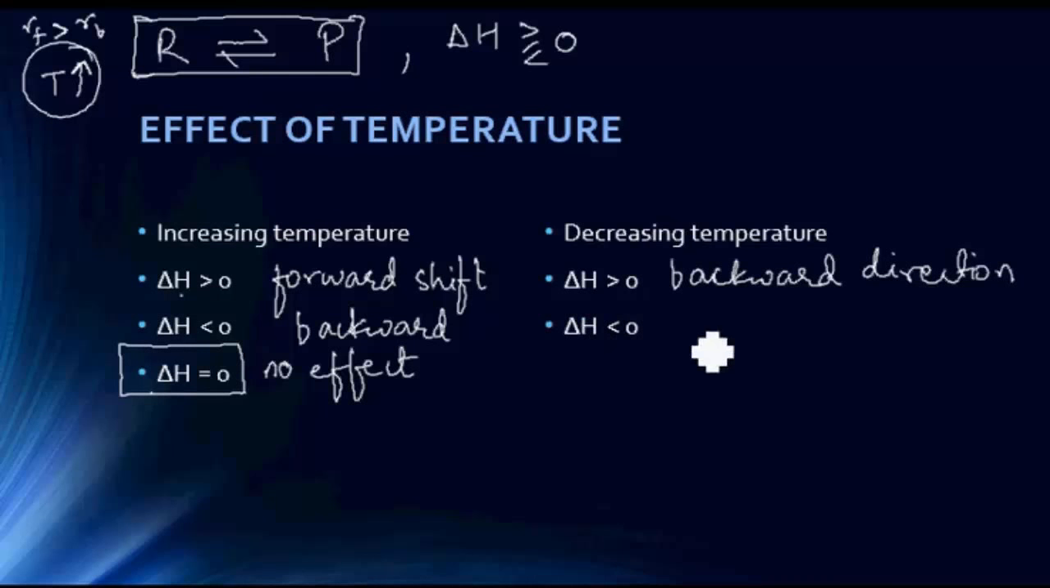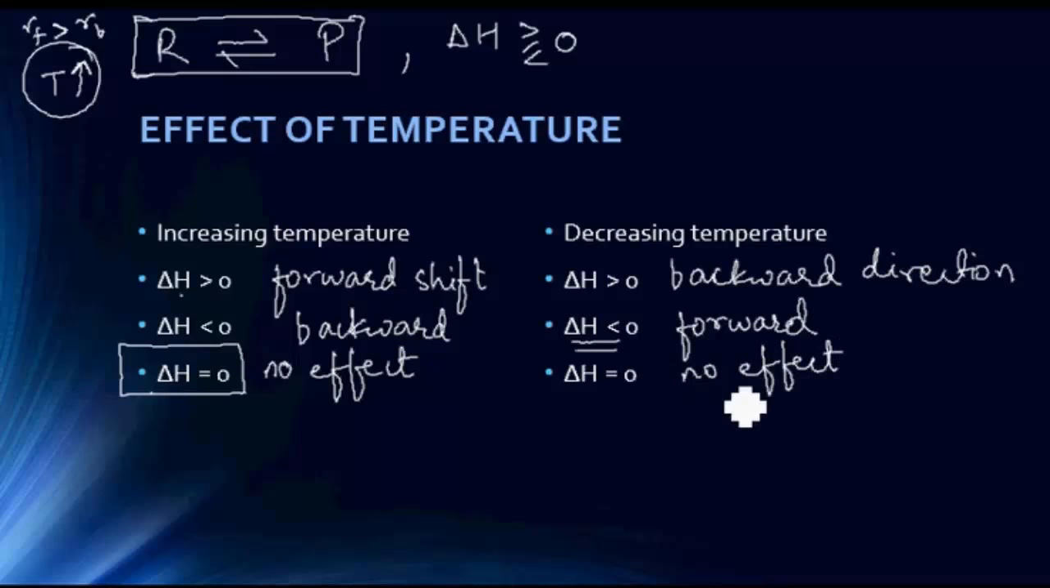If delta H is less than 0, for those reactions which are exothermic, delta H is less than 0, and decreasing temperature at equilibrium for such reactions shifts them in the forward direction, whereas delta H equals 0 once again has no effect on the direction of the reaction. So if delta H is equal to 0, then for such a reaction, change in temperature will have no effect. It will neither shift the reaction in the forward nor in the backward direction.